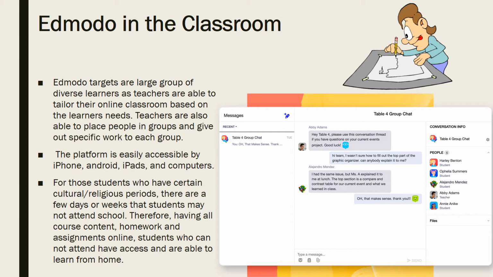For those students who have certain cultural or religious periods, there are a few days or weeks that students may not be able to attend school. Therefore, by having all course content, homework, and assignments online, students who cannot attend have access and are able to learn from home.